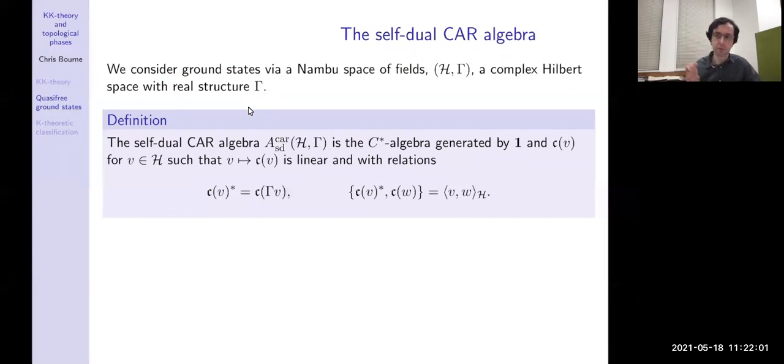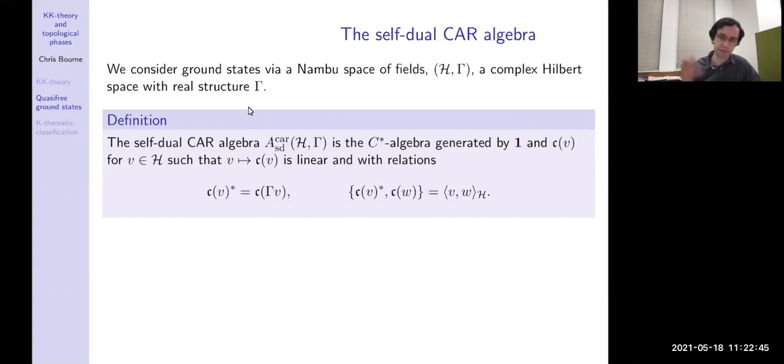And so I'm going to work with fermions, but in the algebraic framework, so I'm going to work with the CAR algebra. But for the self-dual picture, where I'm in the Nambu space, I actually work with this thing called the self-dual CAR algebra, which, very roughly, corresponds to a Majorana type representation. So this self-dual CAR algebra is the C-star algebra generated by the identity and these field operators, these C of V, where when I take the adjoint, I pick up this gamma in here, and they satisfy this kind of Clifford algebra type relation.